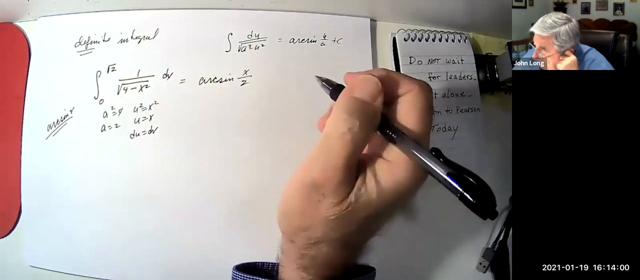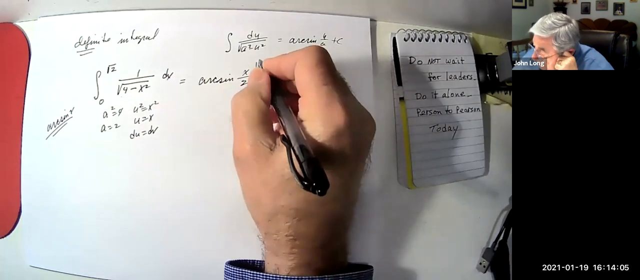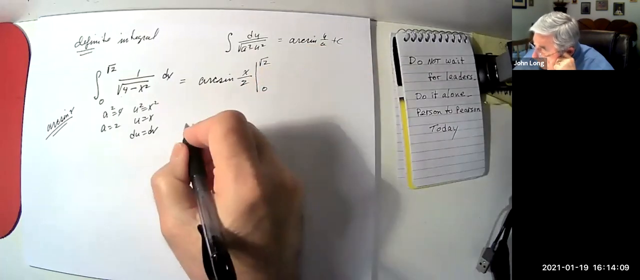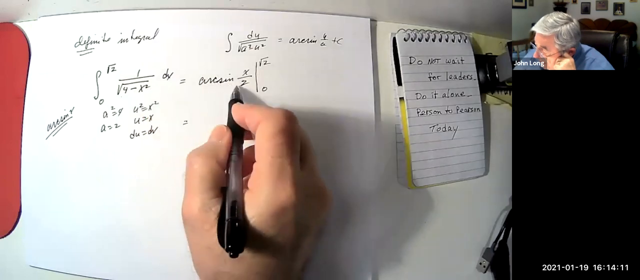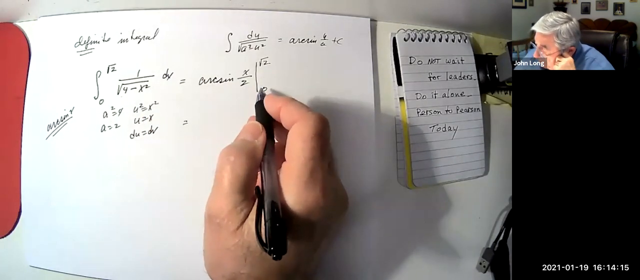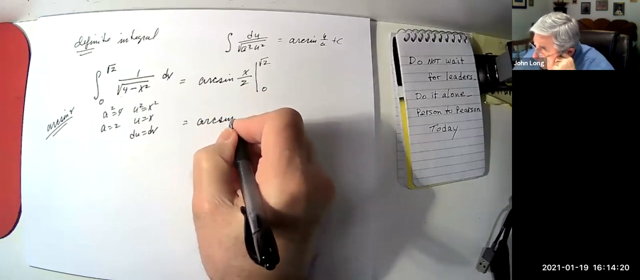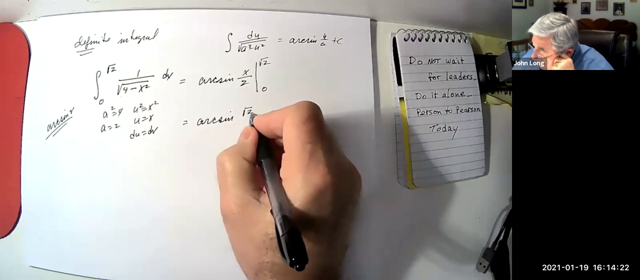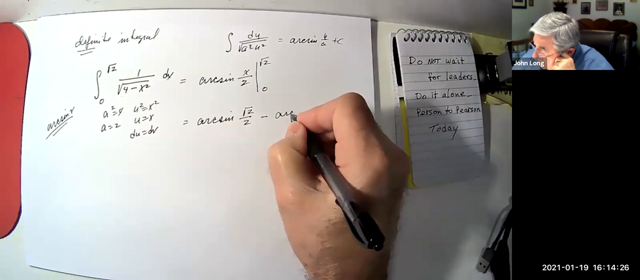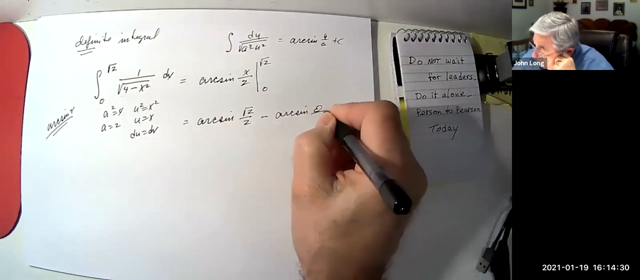But instead of saying plus c, this time we draw a vertical line and we put our limits on that vertical line, 0 and the square root of 2. So we've done our antiderivative, but now we need to plug this in. So this is arc sine of the square root of 2 over 2 minus the arc sine of 0 over 2.